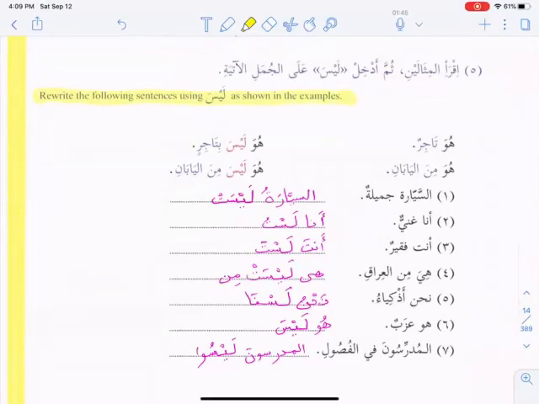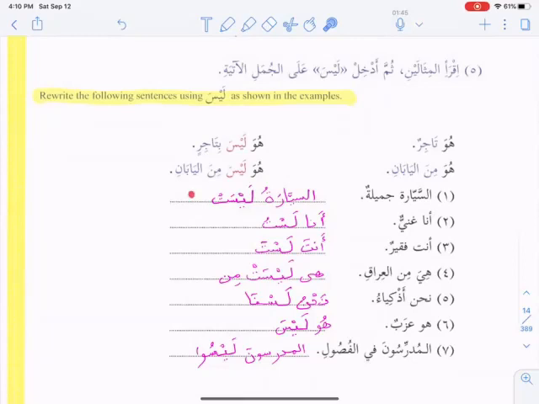Huwa tajirun. How will you write it? Huwa laysa bitajirin. Huwa min al-yabani. Huwa laysa min al-yabani. You just write down all these things and try to understand. He is a merchant. He's not a merchant. He's from Japan. He's not from Japan. Like a sayaratu jamilatun. Asayaratu laysat bi jamilatin.